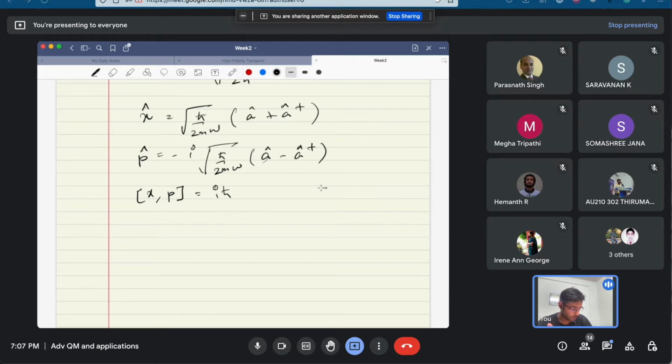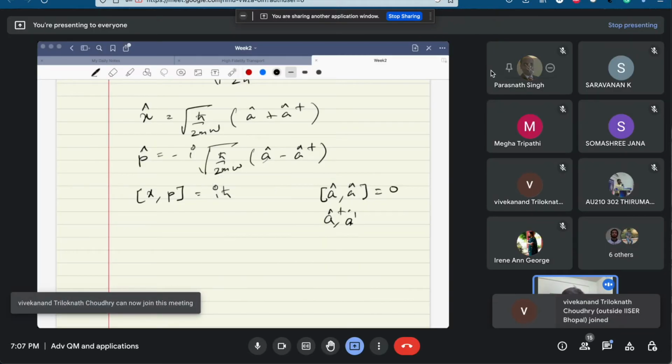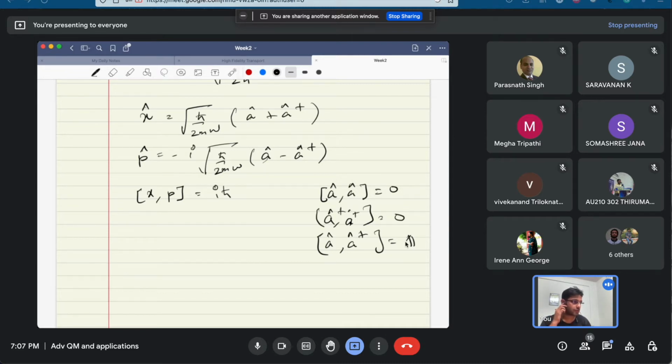I think you all know about the commutation relations. The commutator of a with a is 0, and a dagger with a dagger is also 0, and I think the commutator of a with a dagger is the identity matrix, if I'm not wrong. Let me just check once. Okay, yeah, it is 1.